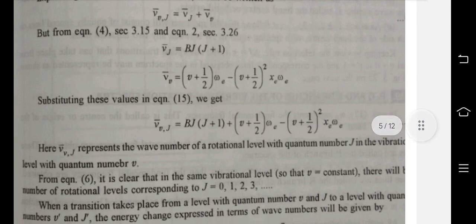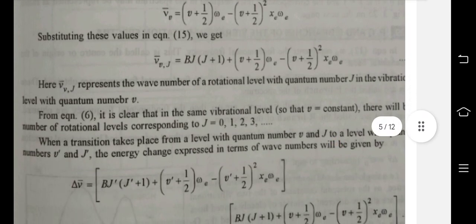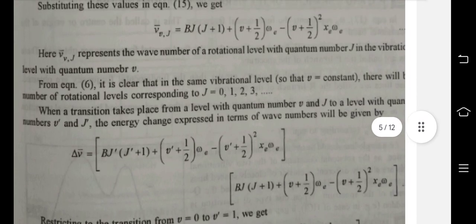From equation 4, ν̄J = BJ(J + 1). ν̄v = (v + 1/2) ωe − (v + 1/2)² xe ωe. Substituting these values in equation 15, we get ν̄vJ = BJ(J + 1) + (v + 1/2) ωe − (v + 1/2)² xe ωe, where ν̄vJ represents the wave number of a rotational level with quantum number J in the vibrational level with quantum number v.